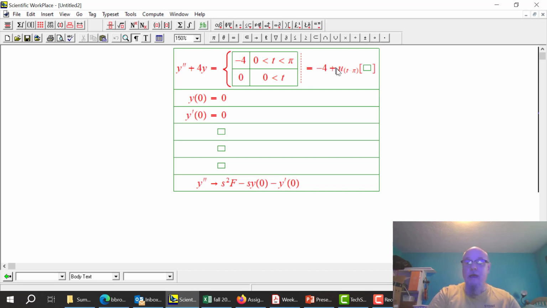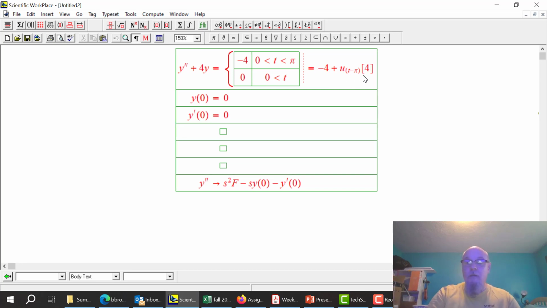So -4, and now this Heaviside step function is going to turn on. That highlighted U is going to be equal to 1 after pi seconds. It's equal to 0 before pi seconds. So inside the square bracket is going to be the function, the thing I have to turn on, and whatever it is, I need to add it to -4 to give me the 0. So it's going to be 4. Before pi seconds, this U is 0, so the function is just -4 plus 0. After pi seconds, this U is 1, so it's -4 plus 4, giving me the 0.